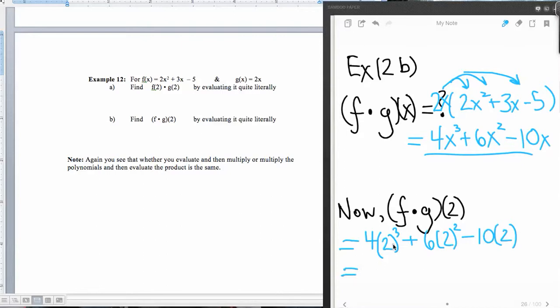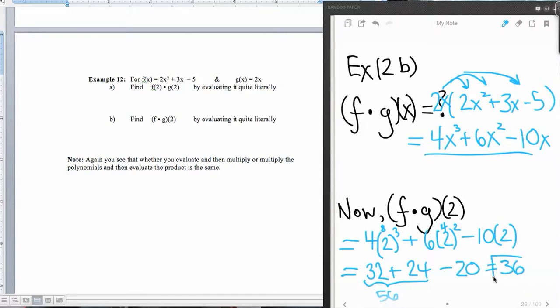So we have 2 cubed, which is 8, and 8 times 4, which is 32, plus 2 squared, which is 4, and 4 times 6, which is 24, and then minus 2 times 10, which is 20. So we have 56 here, and 56 minus 20, which is 36.